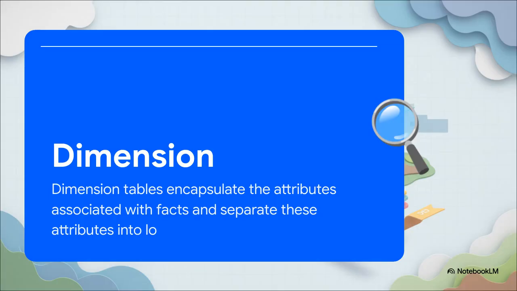So, what is a dimension really? Well, think of it like this. It's a table that holds all the descriptive context about your data. If you have a number, your fact, the dimension is the who, what, where, and when that makes that number make sense. It's like the label on a filing cabinet drawer, telling you exactly what's inside.